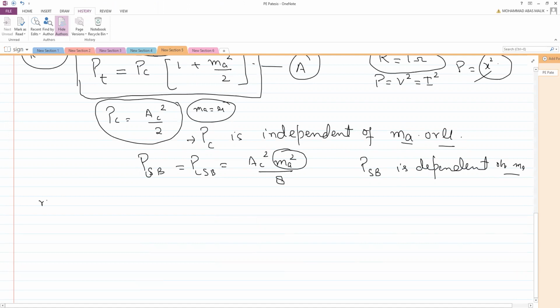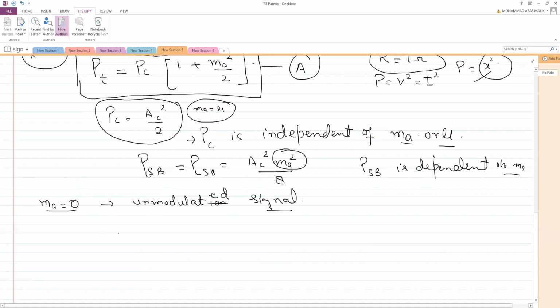If you put MA equal to 0, that means this is the case of an unmodulated signal. That means there is no modulation because the modulation index is 0. That means 0% modulation.